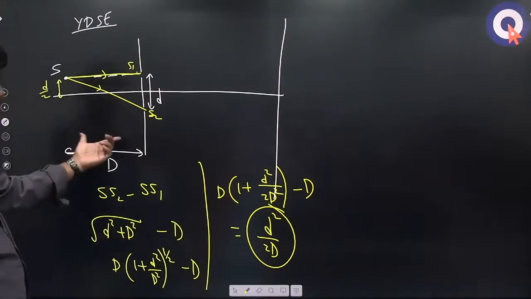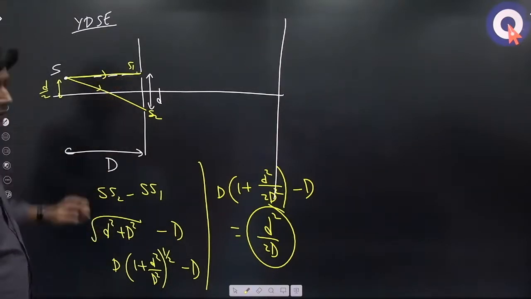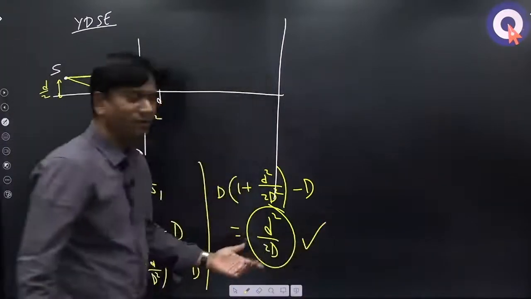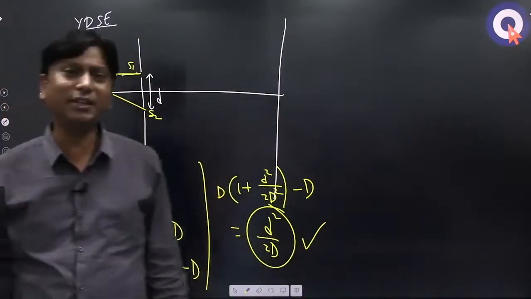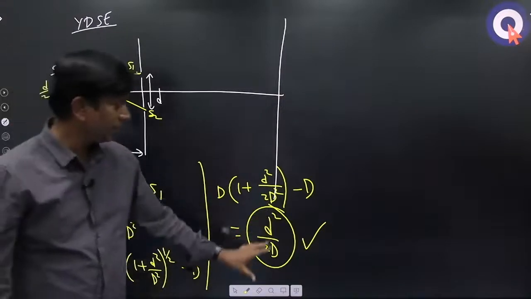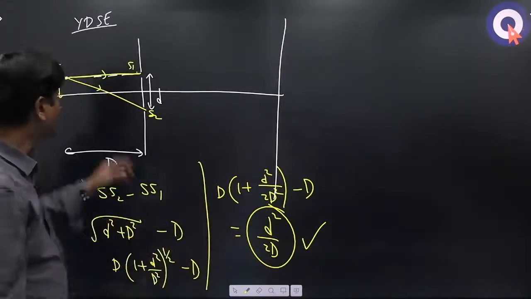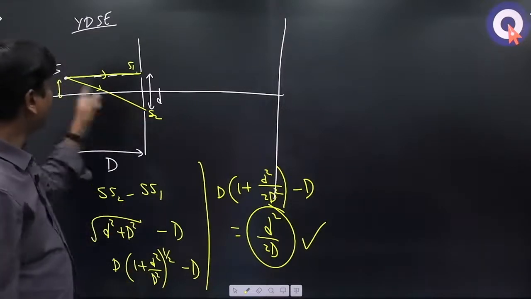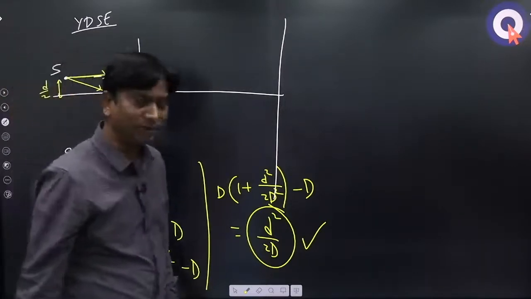So whatever this length is and whatever this is, it is d square by 2 capital D. Most of the time, whenever such situations arise, we are going to take d square by 2 capital D directly as the geometrical path difference SS2 minus SS1. Hope that is clear.